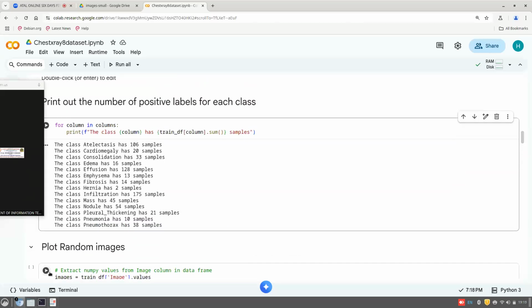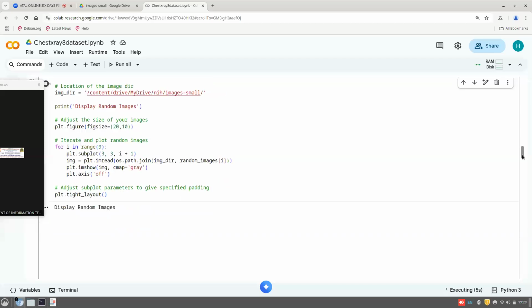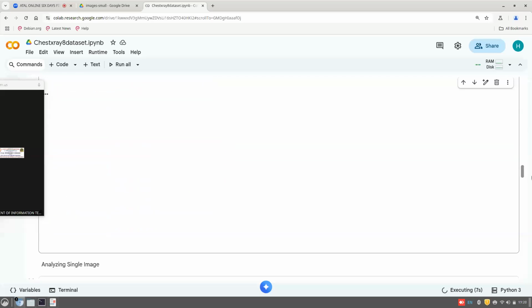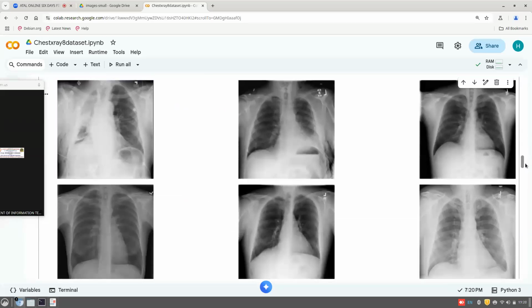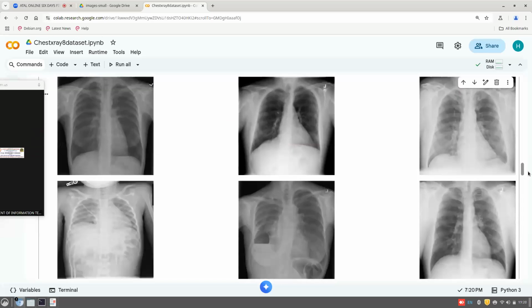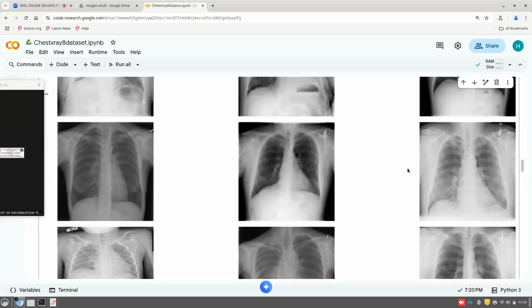So I can plot random images from the data set just for understanding. So these are the different images in the data set. Some of them are normal, some of them are abnormal.